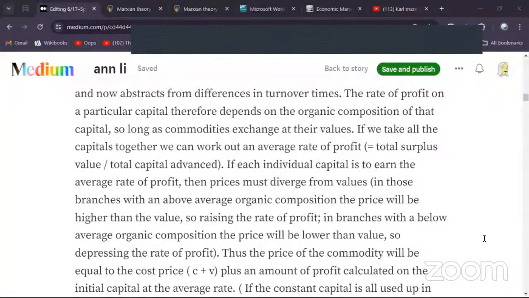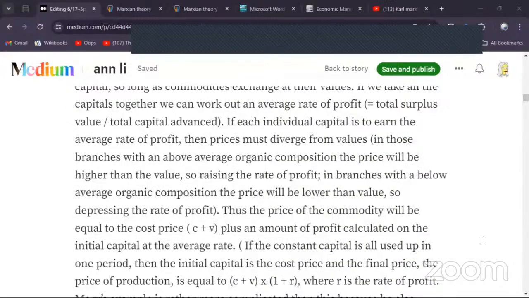In those branches with an above average organic composition, the price will be higher than the value, so raising the rate of profit. In branches with below average organic composition, the price will be lower than value, so depressing the rate of profit. So there's some effect on the so-called rate of profit. Thus, the price of the commodity, once it gets to the market, will be equal to the cost price plus an amount of profit calculated on the initial capital at the average rate.